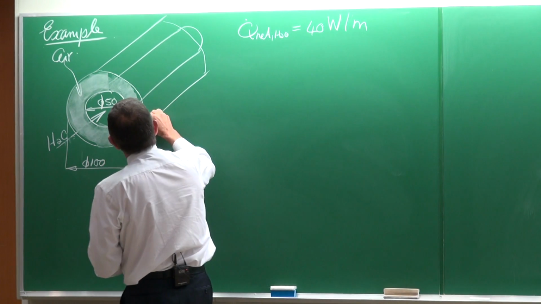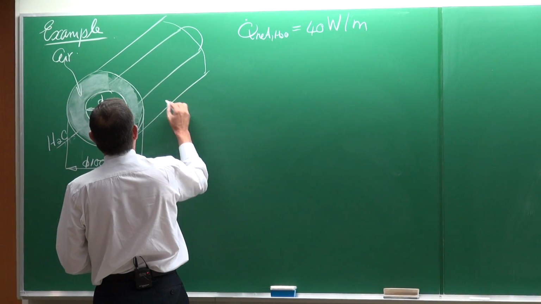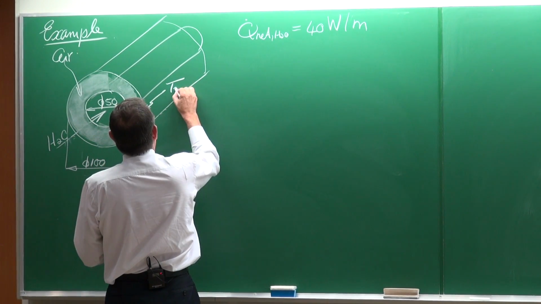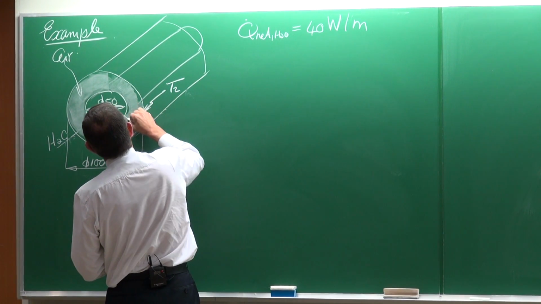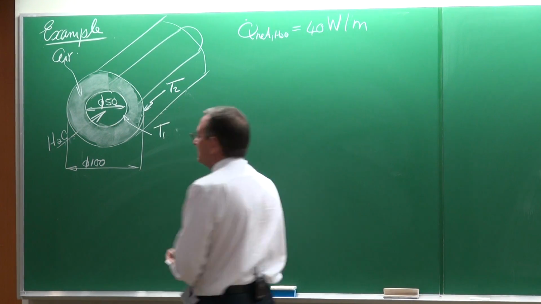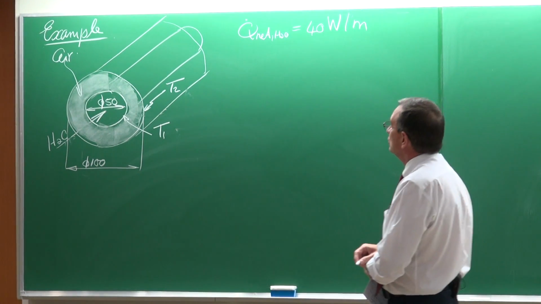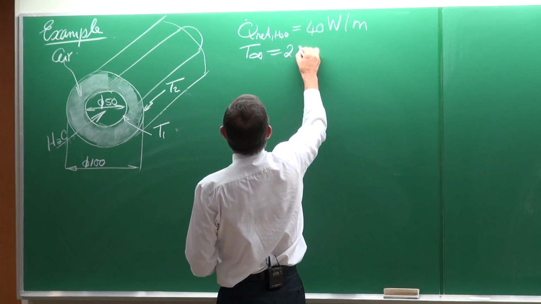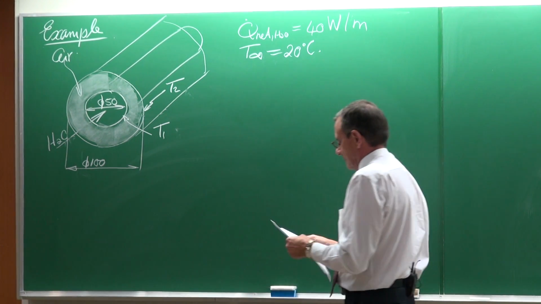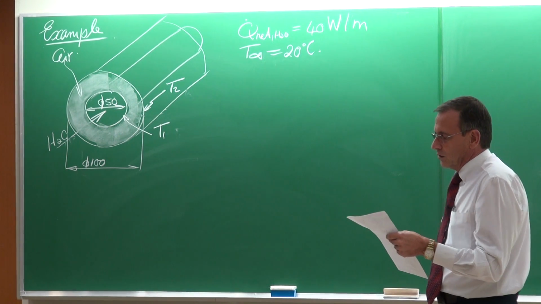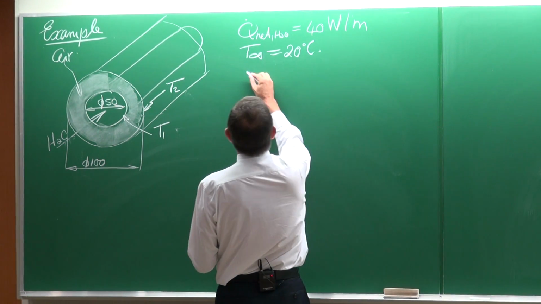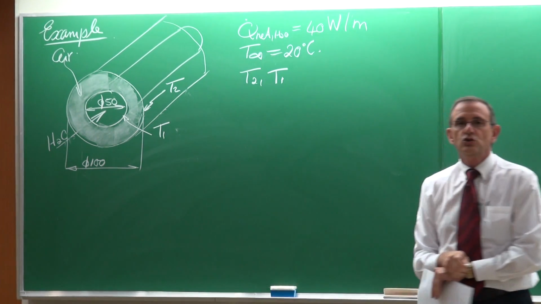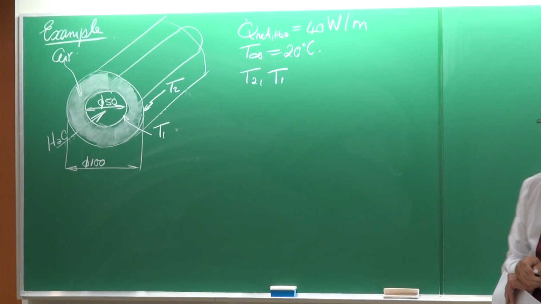And we are going to call this temperature on the outside tube T2, and that temperature we're going to call T1. Temperatures are T2 and T1, and the ambient temperature is 20 degrees Celsius. And what we are asked is to determine the two temperatures on the wall, T2 and T1.